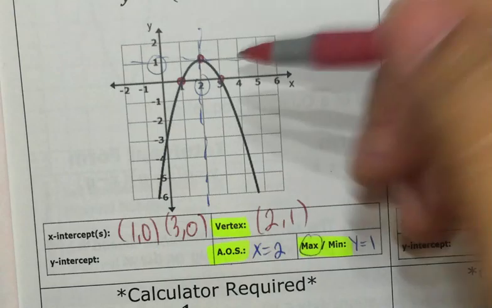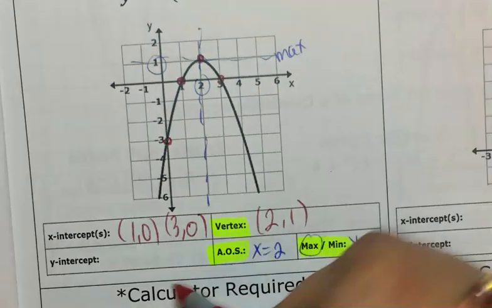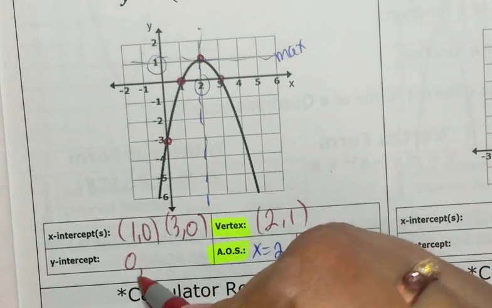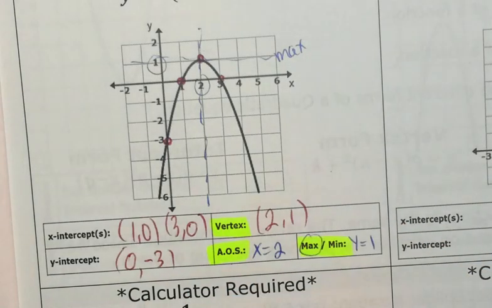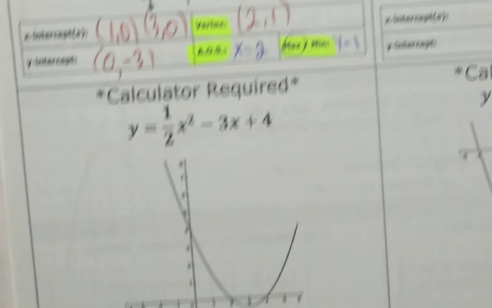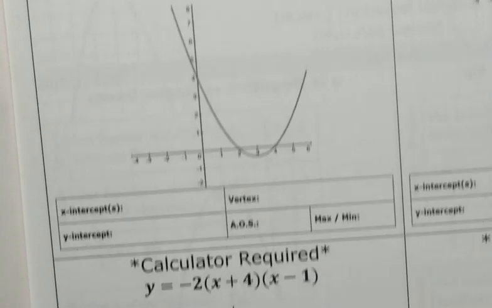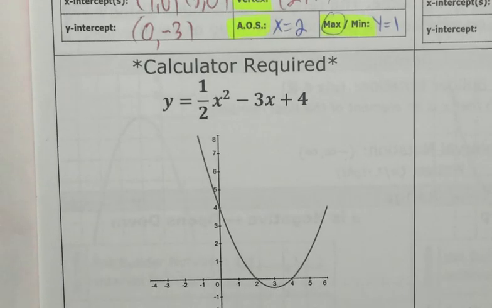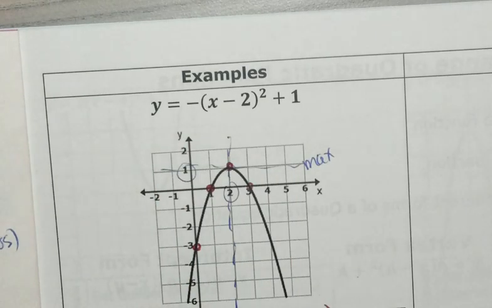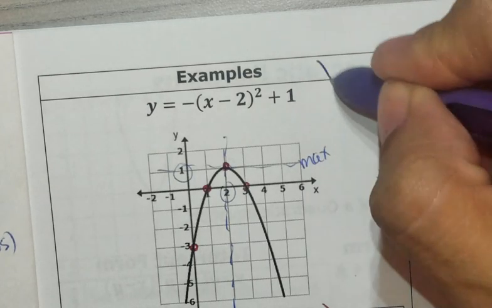Y-intercept is just where it's crossing the y-axis, so that's at 0 for the x, -3 for the y. All right, so when the graph is not able to be easily analyzed like this, for example here, we do need to use a calculator. But before we do that, I want to just point out something.